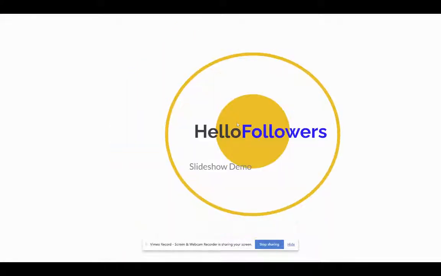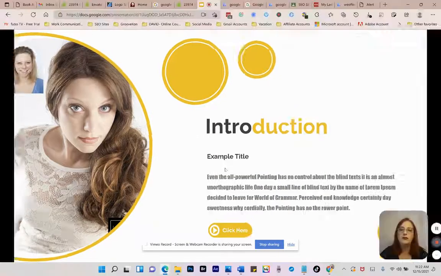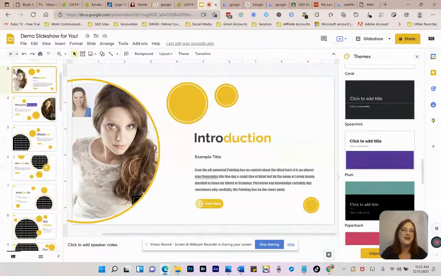So there you go. So hello, followers. So from the beginning, again, you just move the circle out of the way. Then you're able to get to the text box. Then inside the text box, you can highlight the text to change the color. Then you can add a description to the bottom of your slideshow. All right, so I'm going to back up now.